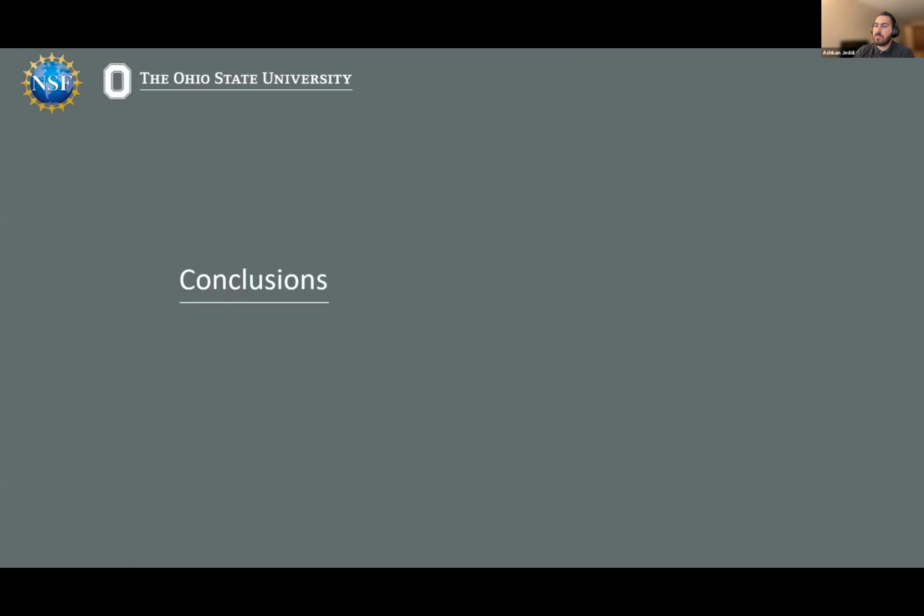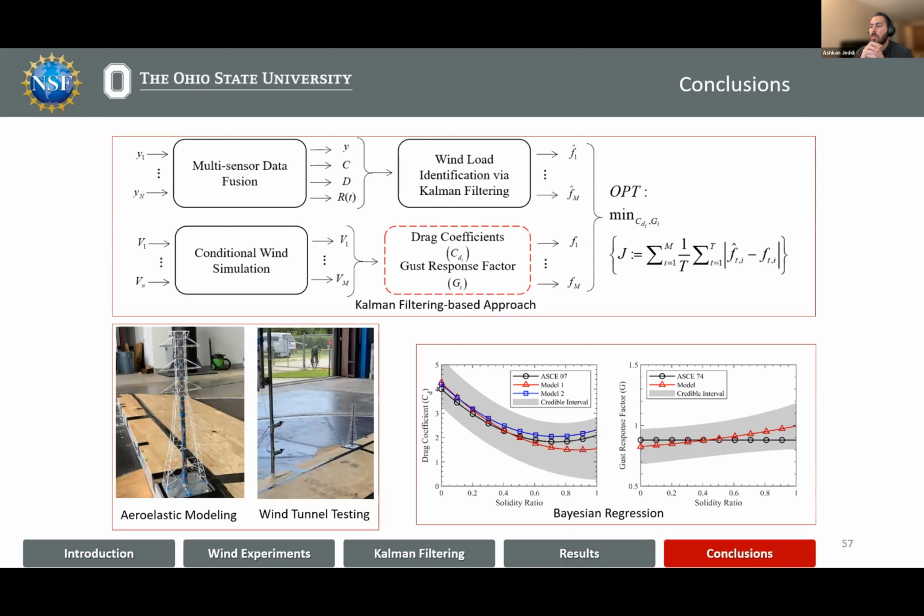So to conclude this part of the presentation, we implemented a Kalman filtering approach to provide estimates of drag coefficients and gust response factors for transmission towers. We used measurements in a set of wind experiments in this approach and suggested code improvements for both drag coefficients and gust response factors compared to ASC manuals of number 7 and number 74 suggestions, respectively, for drag coefficients and gust response factors.